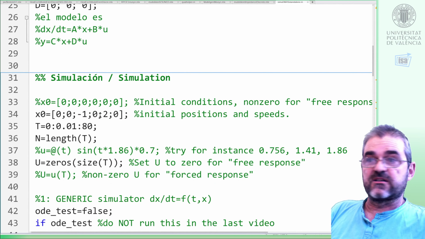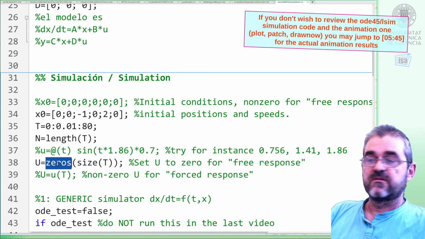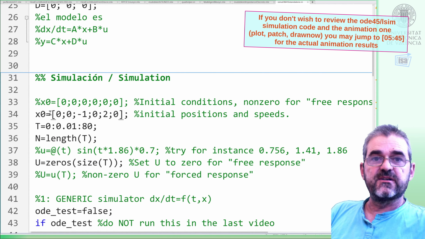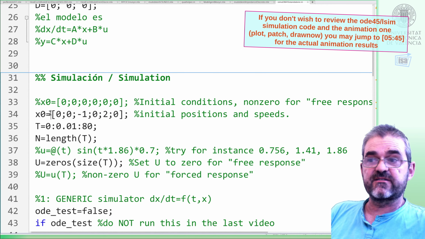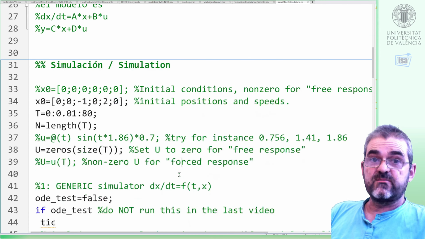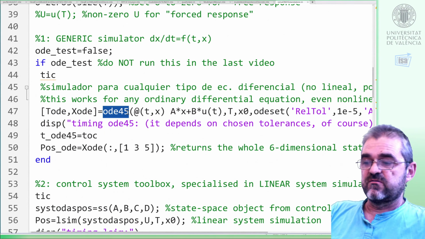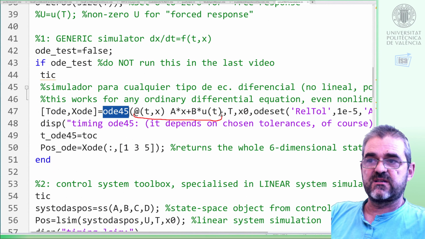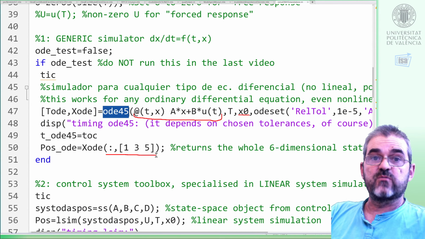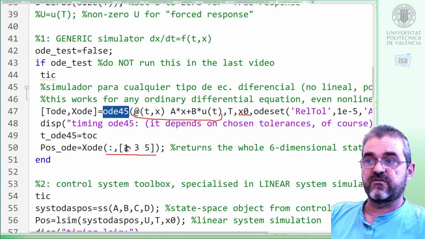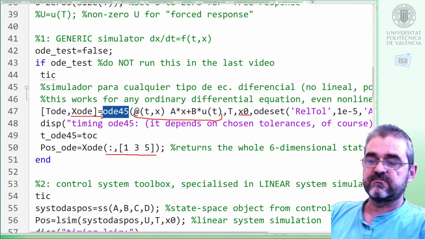If we give some initial conditions and some input, in this case 0 input but non-zero initial conditions, that's called free response, we can simulate it either with a generic ODE45, in which we simulate the state equation from a given set of initial conditions, and later on in the output equation, in this case we just extract the first, third and fifth columns from the simulation results.